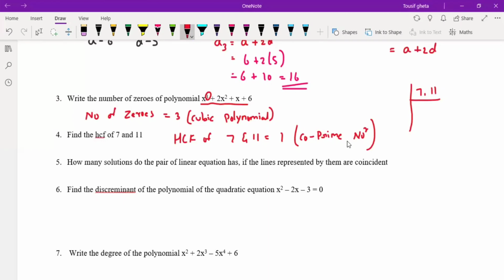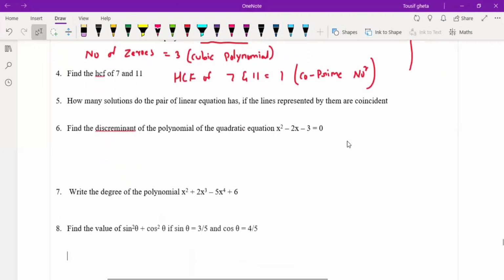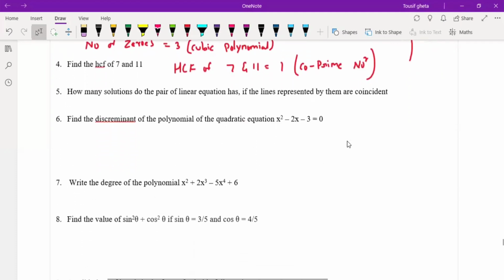Okay. Moving to the fifth one. How many solutions does a pair of linear equations have if the lines represented by them are coincident? If the pair of lines are coincident, then there will be an infinite number of solutions. How many? Infinite number of solutions. We're going to write down just infinite.